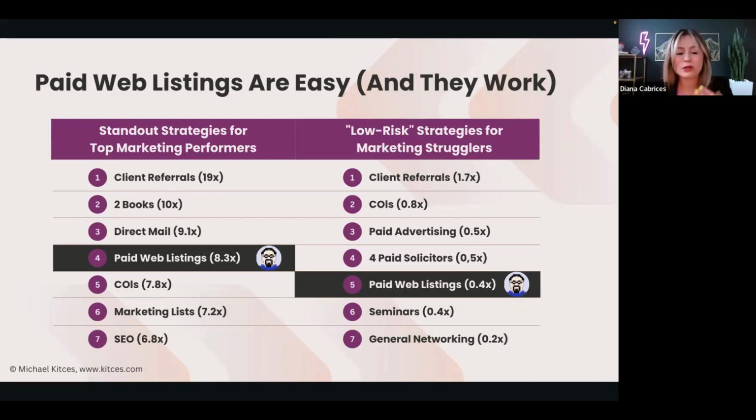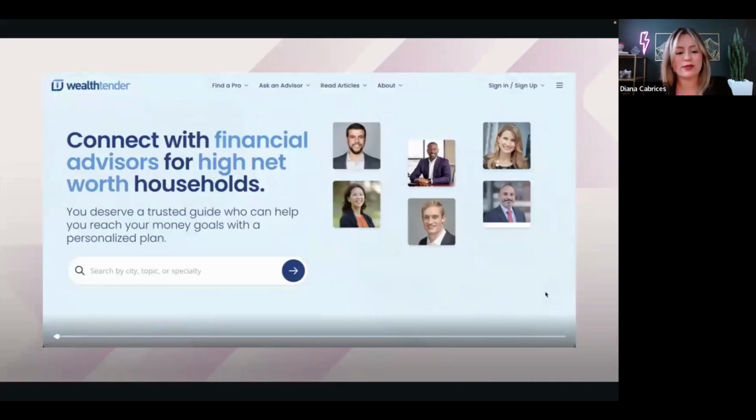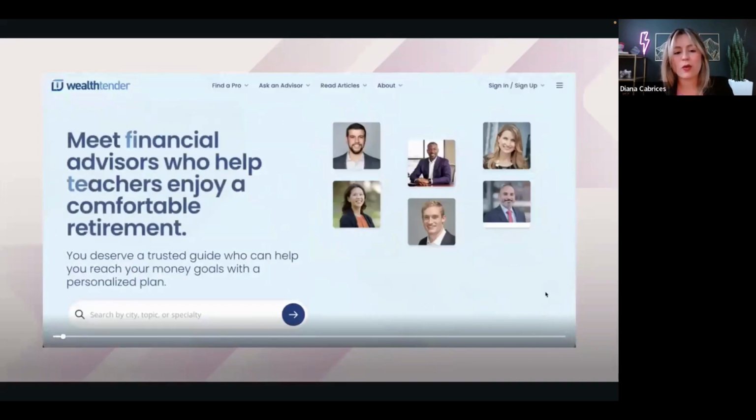And what I thought was really cool is that these paid web listings are both a standout strategy for top marketing performers as financial advisors, but they're also low risk strategies because usually they're very low cost. In the case of Wealthtender, very, very low cost. And it's just a way to double down on your digital presence to get found faster. So what does this really look like? I'm going to show you here in this video. This is actually the Wealthtender website. So this is an online advisor directory.